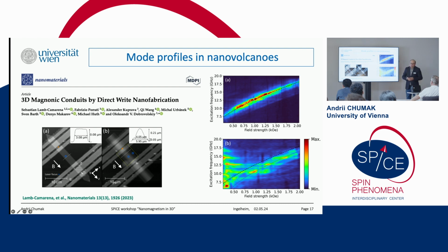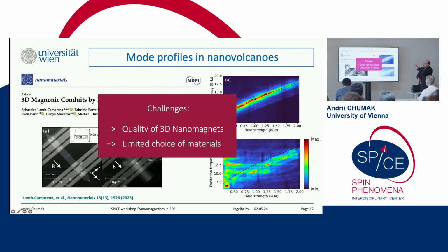But this paper also brings us to a bit less positive conclusion, because this spectrum was measured actually under the antenna, where this triangle is. So it has been shown that it's really hard to get propagating spin waves, long-range propagating spin waves, because of the material. And here it brings us to challenges.